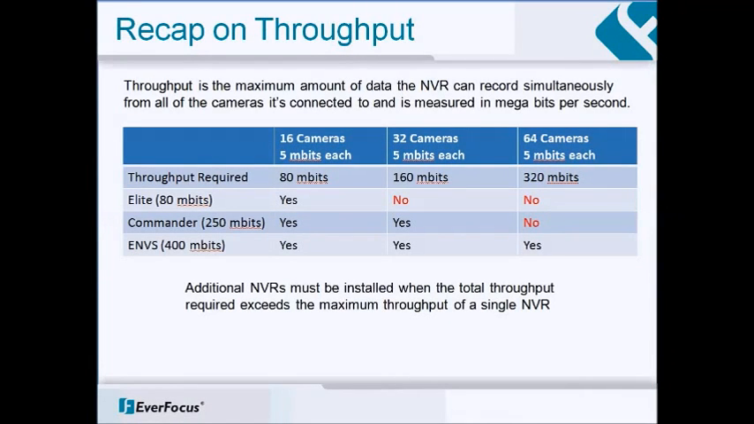Here's a quick recap on Throughput that was covered in the Level 1 training. Throughput is the maximum amount of data the NVR can record simultaneously from all of the cameras it is connected to and is measured in megabits per second. As you can see on the example chart, a 16 camera system set to stream at 5 megabits per second will reach the maximum capability of the Elite NVR. At 32 cameras, you will need to use the Commander or the ENVS. At 64 cameras or 320 megabits, ENVS is the only NVR you can use that satisfies the throughput requirement. In order to record additional cameras, additional NVRs must be added to the system.